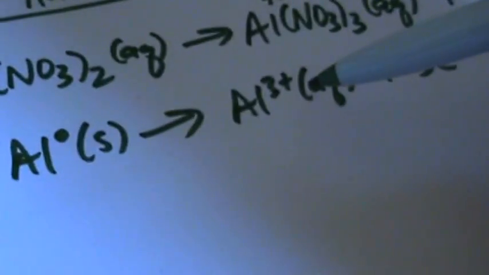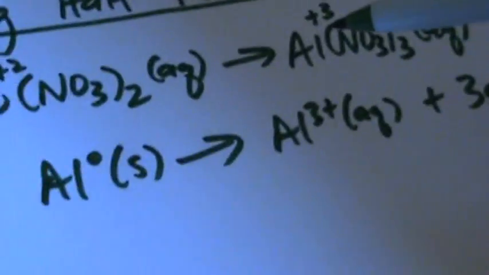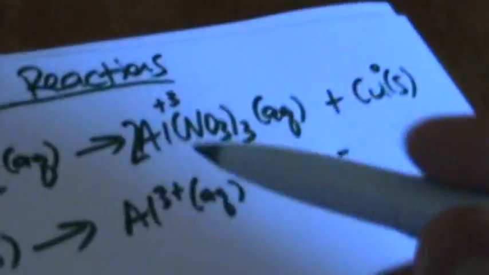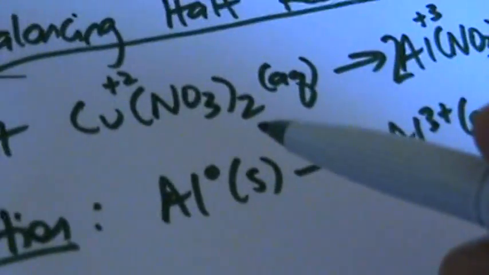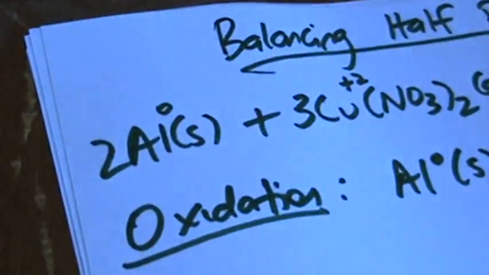Oh, again, I forgot. Check if the equation is balanced. No, the equation is not balanced. We have 1 Al, 1 Al, 1 Cu, 1 Cu, 2 NO3s, 3 NO3s. So we need a 2 here, which means we need a 2 here. And now we have 6 NO3s, which means we need 6 NO3s. So we have a 3 here, and therefore we have a 3 here. What I did here made sure that the equation is balanced. But ignore what I just did. Let's get the oxidation half reaction.